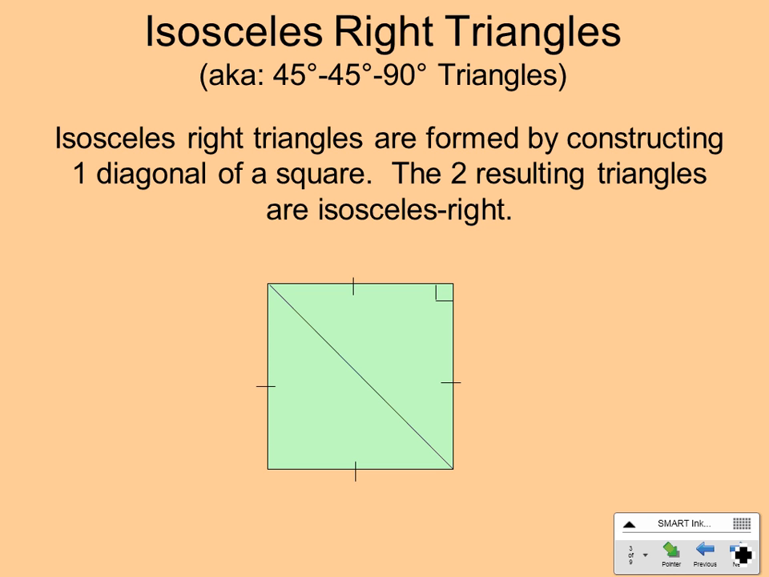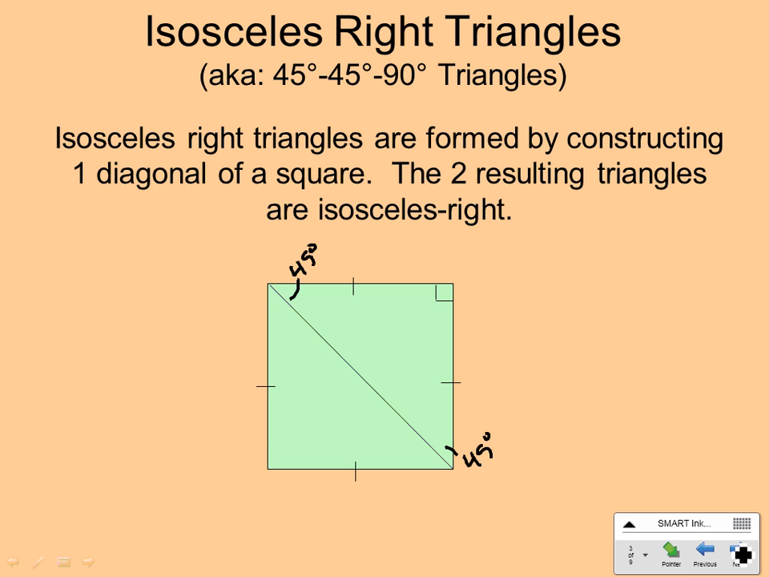Here's what we just said. An isosceles right triangle is formed by constructing one diagonal of a square. The resulting 2 triangles are isosceles right. So these right here are your 45 degrees in that one. I will ask you where you get an isosceles right triangle from, and you have to be able to tell me it comes from a square after you draw a diagonal in that bisects the 2 angles. So you do need to know all that. Okay?